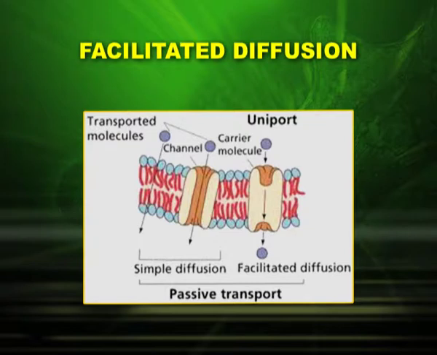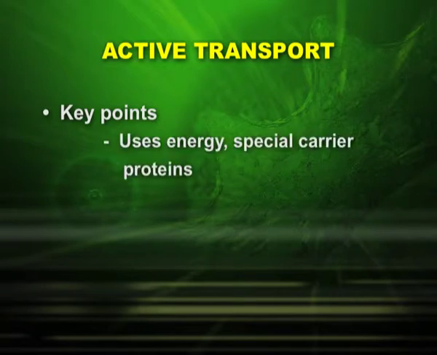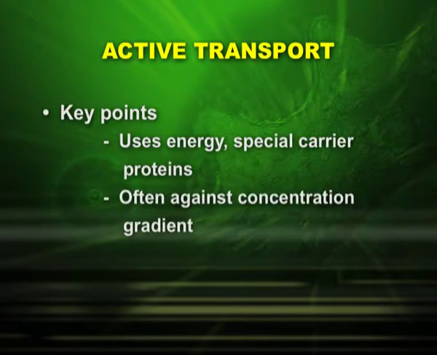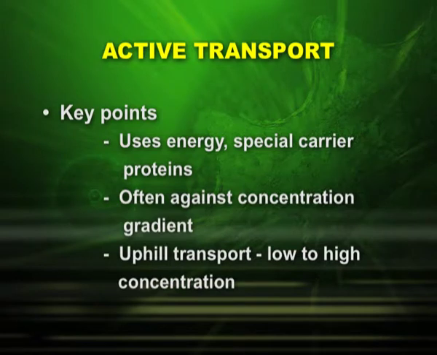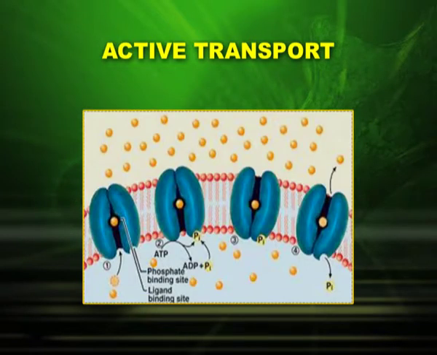Now, let us come to active transport. In active transport, the key points are: it uses energy, involves special carrier proteins, and is often against the concentration gradient. So, it is an uphill reaction, that is from low to high concentration, and energy is used in activating the carrier protein, which picks up solute from the carrier complex, the complex breaks and the solute is released to the other surface. Now, let us see the diagram that clearly explains the steps of active transport.